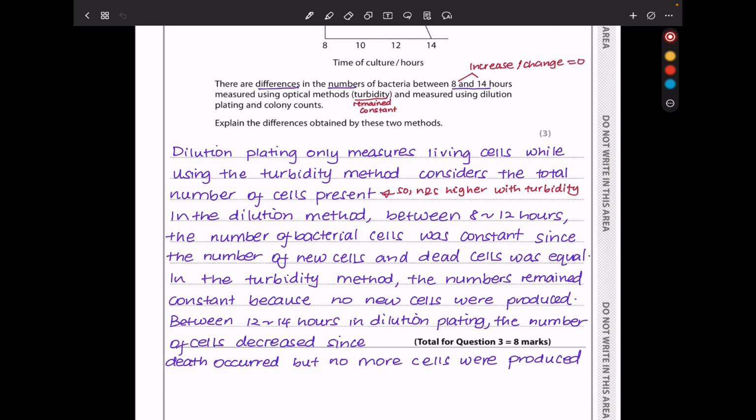Between 12 to 14 hours in dilution plating, the number of cells decreased since death occurred, but no more cells were produced. So this brings us to the end of question 3. Let's continue to question 4.